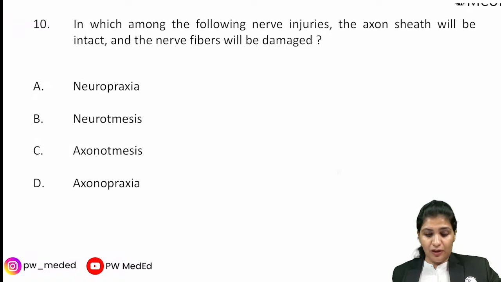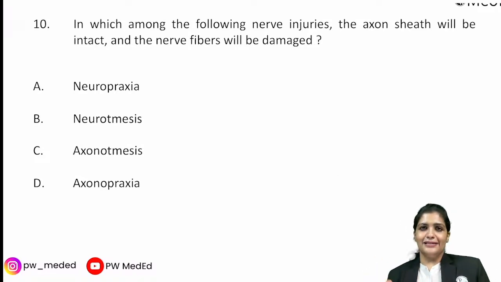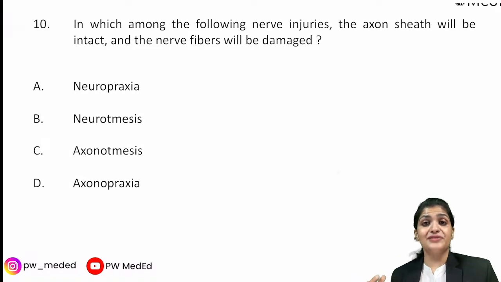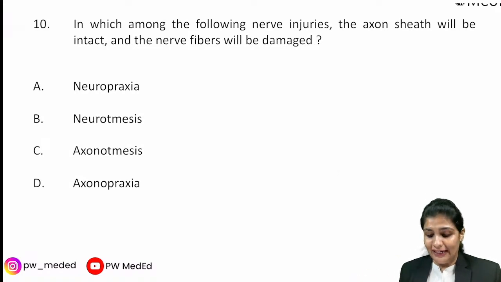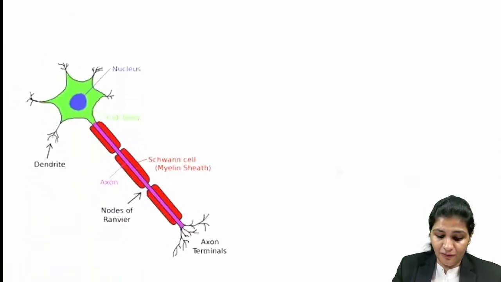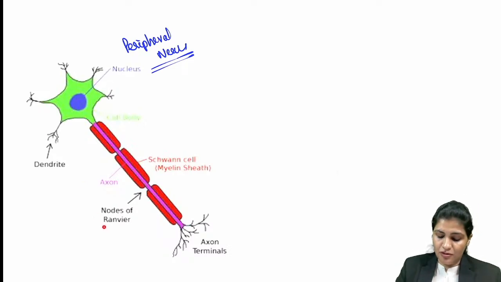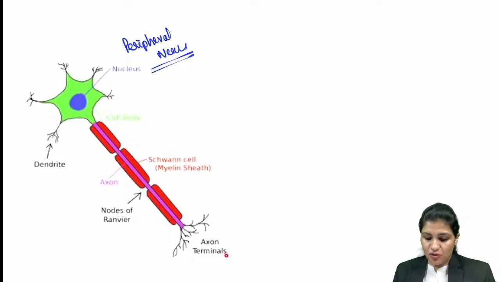This is about peripheral nerve injury again. There we have learned that there are three important nerves, the radial nerve, the median nerve and the ulnar nerve. Let us see what will happen if these nerves get damaged. This is your peripheral nerve, which has parts. This is the cell body, this is your axon, and these are your axon terminals.